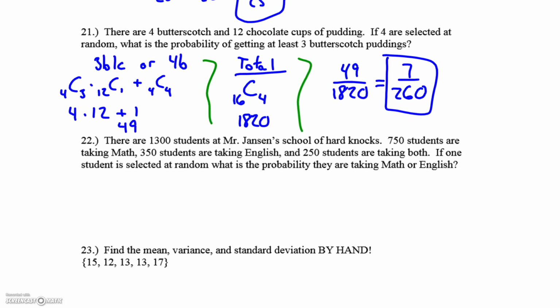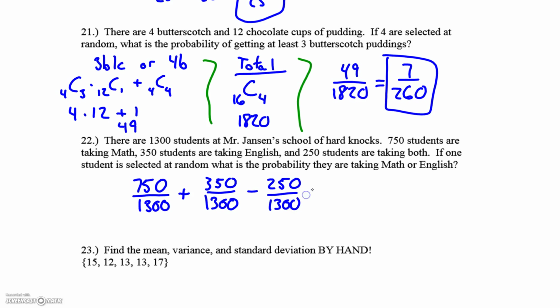If I take a look at the next one, it says there are 1,300 students at Mr. Jansen's School of Hard Knocks. 750 are taking math, 350 students are taking English, and 250 are taking both. If one student is selected at random, what's the probability they're taking math or English? So it's just the probability of math, which is the 750 over the 1,300. Or means we add. English is 350 out of the 1,300. But then these are inclusive, so I have to subtract the overlap, which is the 250 over the 1,300. All right? So what I actually end up getting is the 850 over the 1,300, and now I just need to reduce that, which gives me 17 over 26. All right?